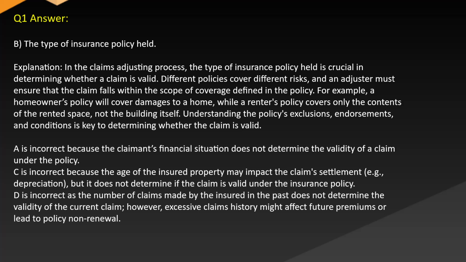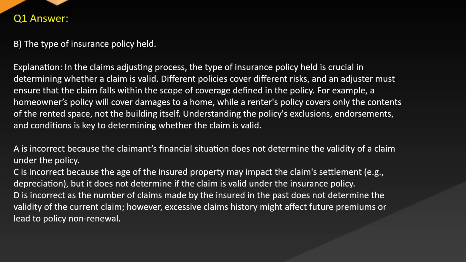Answer: B. The type of insurance policy held. Explanation: in the claims adjusting process, the type of insurance policy held is crucial in determining whether a claim is valid. Different policies cover different risks, and an adjuster must ensure that the claim falls within the scope of coverage defined in the policy. For example, a homeowner's policy will cover damages to a home, while a renter's policy covers only the contents of the rented space, not the building itself.